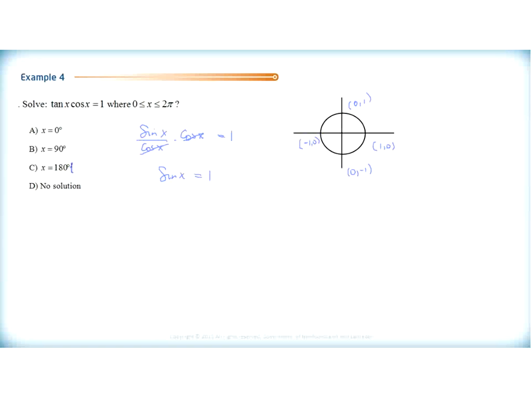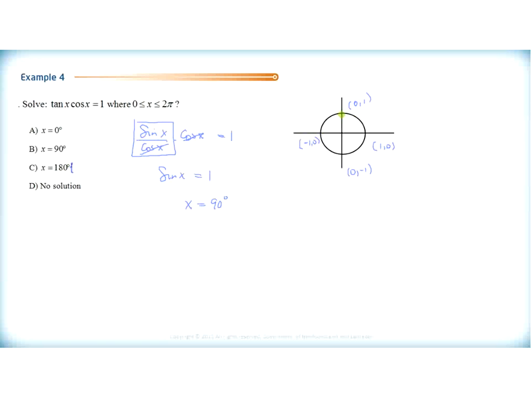Sine x equals 1. Okay, we've got the point x is 1, y is 0 here. X is 0, y is 1. Negative 1, 0, and 0, negative 1. So where is sine x equal to 1? Sine x is equal to 1 at 90 degrees. So again, we're going to assume that the answer is x equals 90 degrees.